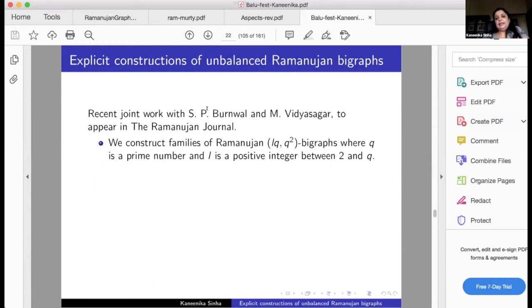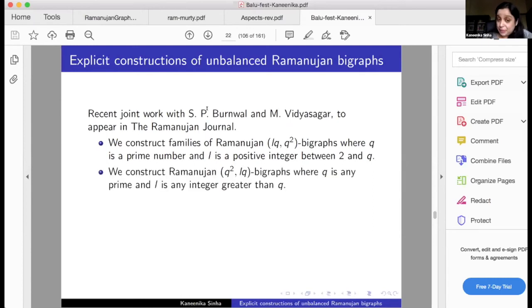So to begin with, here are certain families of Ramanujan bigraphs for which we have very explicit constructions. And by explicit, we mean we know exactly what the biadjacency matrix looks like. So the parameters here are LQ times LQ comma Q squared, where Q is a prime power and L is a positive integer between 2 and Q. Not prime power, prime number. That's extremely important. I'll let you know why.